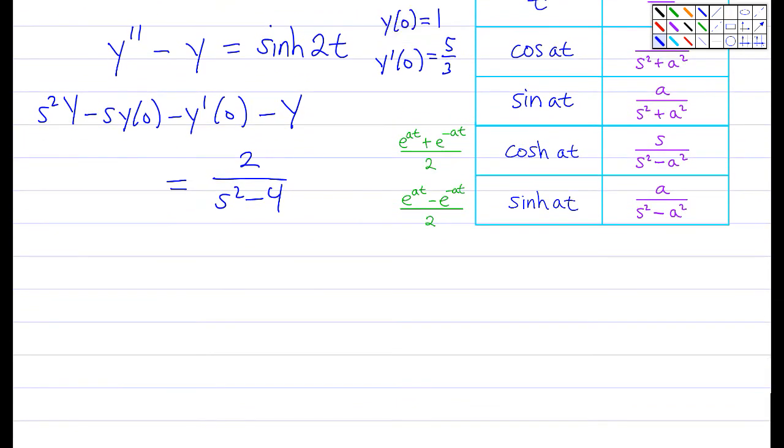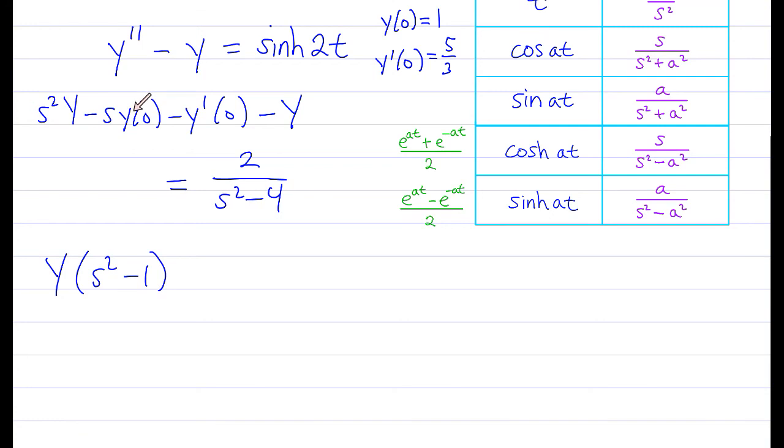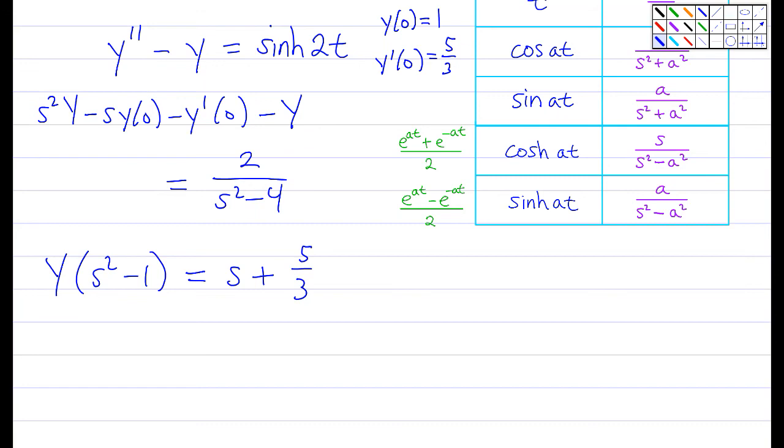Okay, as always, I collect my terms that have big Y. It looks like I only have 2 terms with big Y. So I get Y times (s squared minus 1), minus s times y of 0. I'm just going to put everything on the other side. So I get s times y of 0, that's just s. Then I get plus 5/3, that's y prime of 0. And then I get whatever is still there on the right-hand side, 2 over (s squared minus 4). I have to admit, this doesn't look particularly nice.